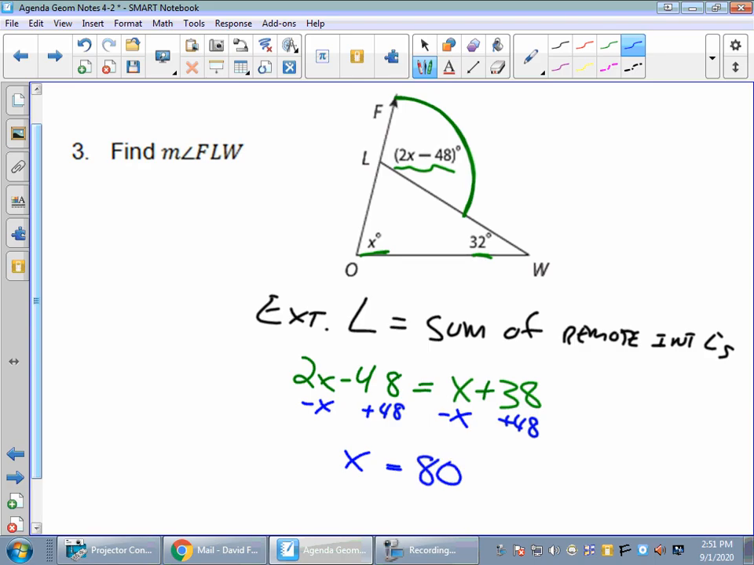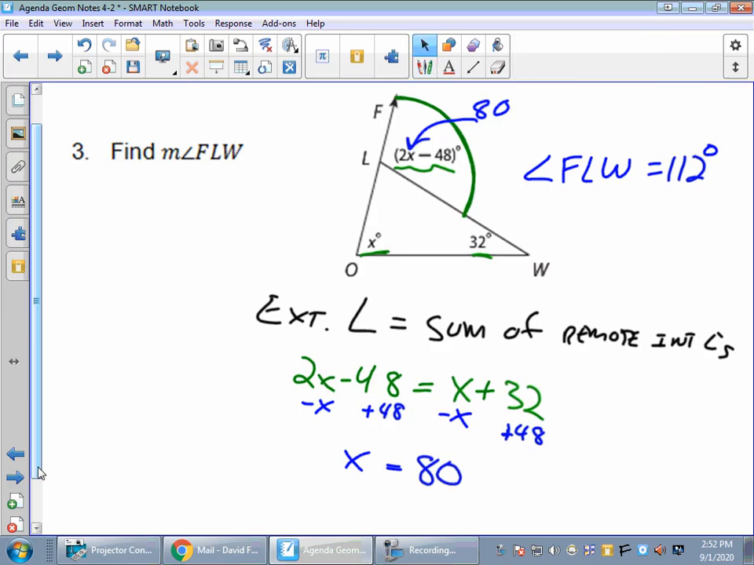38 plus 48, or excuse me, it should be 32. I'm sorry, yeah, good. Way to catch that. 32 plus 48 is going to be 80, okay? So now that I know that x is equal to 80, I can take this 80 and plug it into this x right here, and I end up with 2 times 80 is 160, minus 48 is 112. So angle FLW is equal to 112 degrees. Okay? So that was a nice little problem involving that.